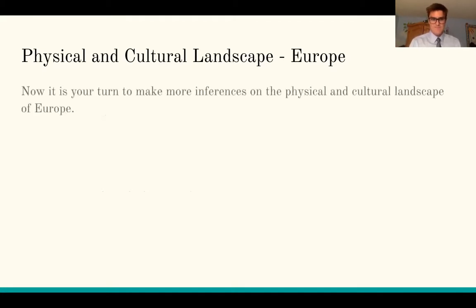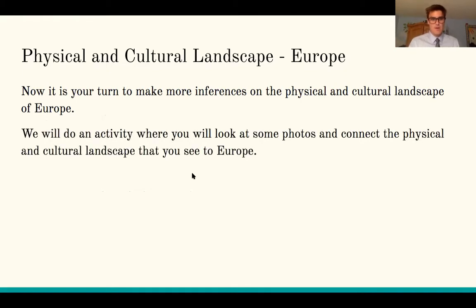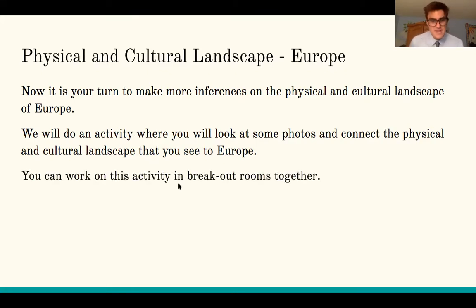All right, everybody. Now it is your turn to make more inferences on the physical and cultural landscape of Europe. We are going to do an activity where you will look at some photos and connect the physical and cultural landscape that you see to our new study of Europe. You can work on this activity in breakout rooms together if you'd like, or you can work on it independently. It is totally up to you. Let's take a look at the activity.